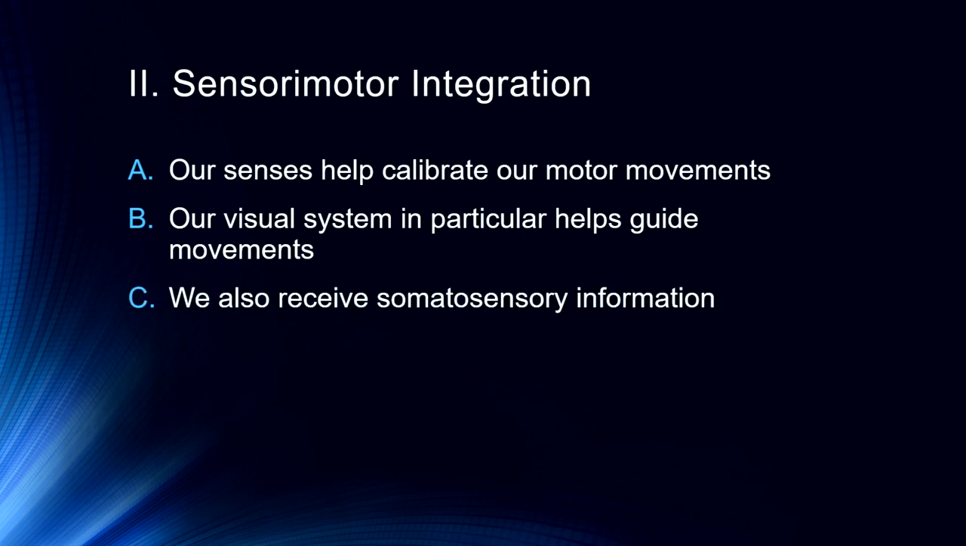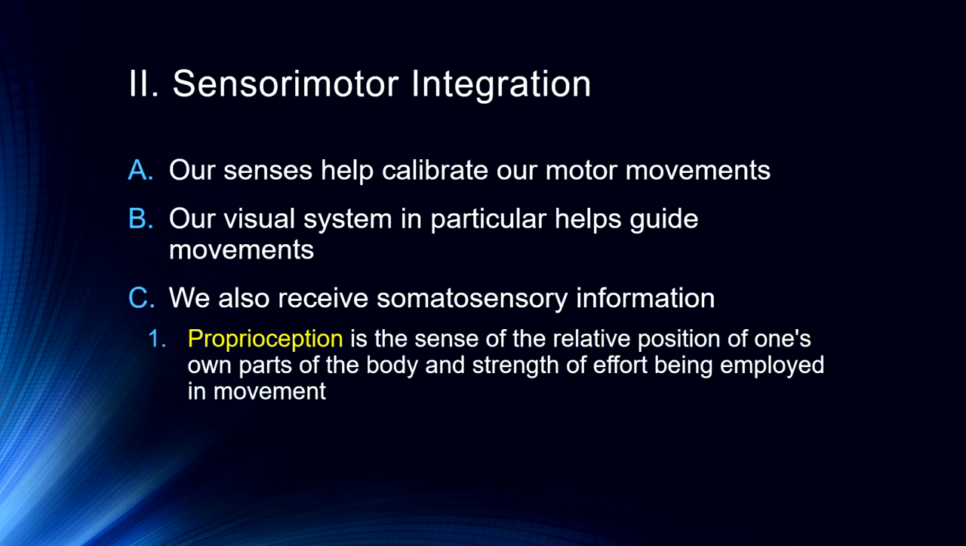We also, of course, receive somatosensory information. Proprioception is a sense of the relative position of one's own parts of the body and strength of effort being employed in a movement. And there are lots of various body parts and sensory systems that are tied into proprioception. But think of it this way. When you reach down to pick up, say, a paper coffee cup, say your Starbucks to-go coffee cup, your proprioceptive system is what calibrates your movement to reach and grab it, and also to calibrate the strength of your grip so that you pick up the cup and don't drop it, but don't crush it. And so there's a lot of interaction between your sensory motor systems to calibrate that kind of movement.